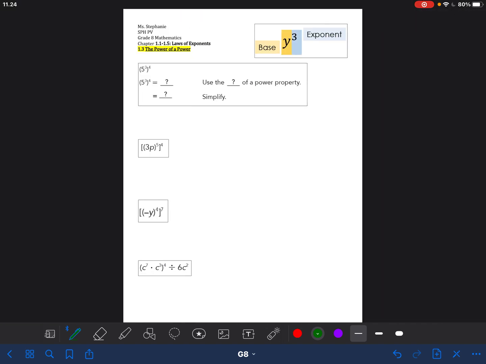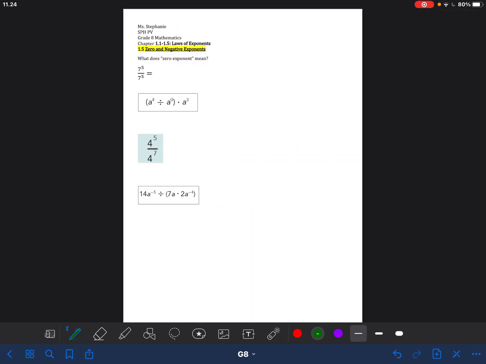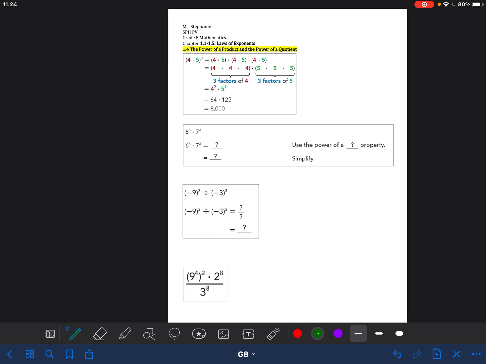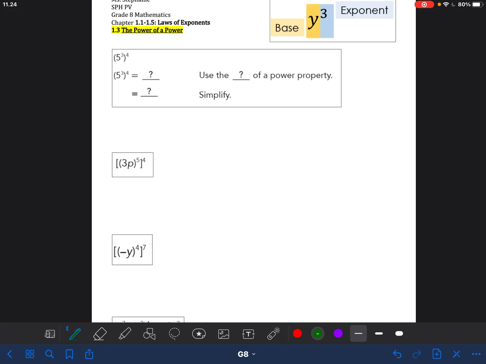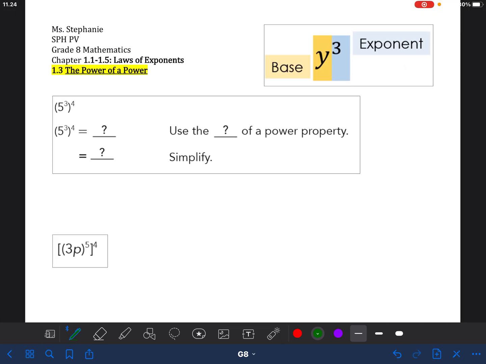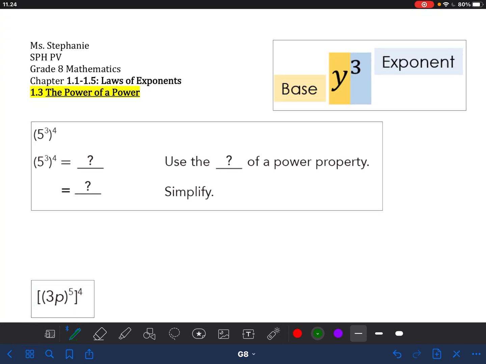Alright, so today I'm going to talk to you guys about 3 different rules of exponents. So the first one here, we'll talk about the power of a power. Again, a refresher. The base here on y to the power of 3 is y, and the exponent is 3. So what if I tell you guys, if I were to expand 5 to the power of 3 to the power of 4. So for y cubed, it's easy, right?